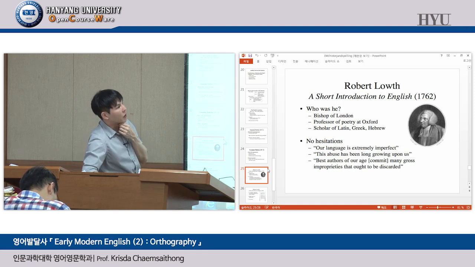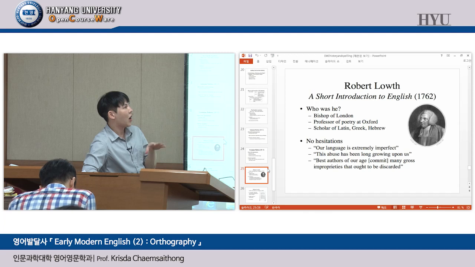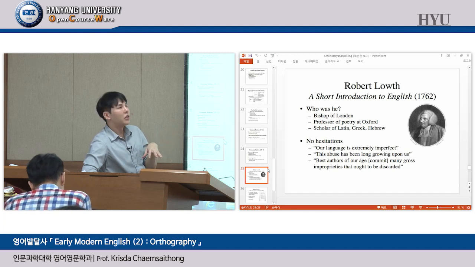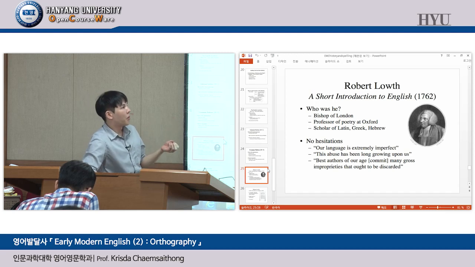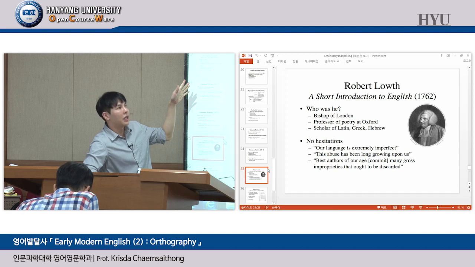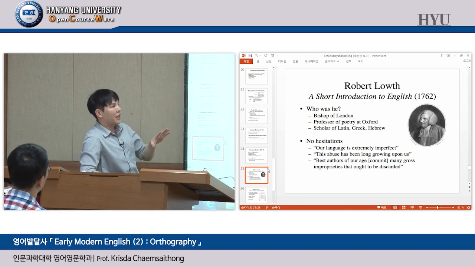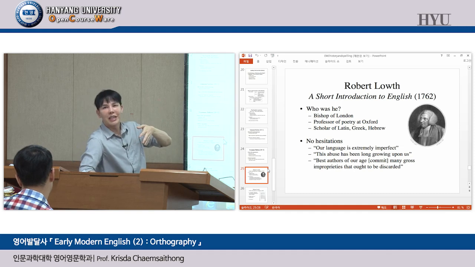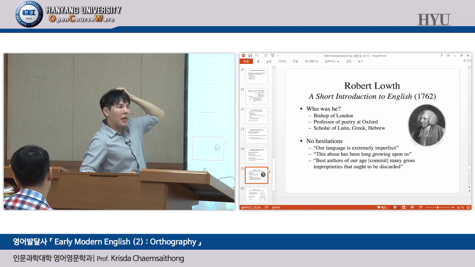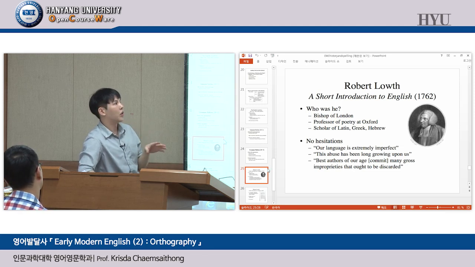Robert Loth was a very, very well-respected person at that time because of his position as a bishop of London, and he was also a professor of poetry at Oxford, right? And he knew a lot of Latin, Greek, and Hebrew, so he was well-respected during that time. He was one of the proponents, people who support, he was one of the proponents for reforming the grammar of the English language, right? And the reason why I introduced this person is not only because every student of the history of English language should know this guy, because it's one of the standard things that you have to study, right? When you study Renaissance literature, for example, you have to study Shakespeare. So when you study history of the English language, you have to know Robert Loth. So Loth was well respected, and he supported the purifying movement of the English language, especially purifying grammar, right?